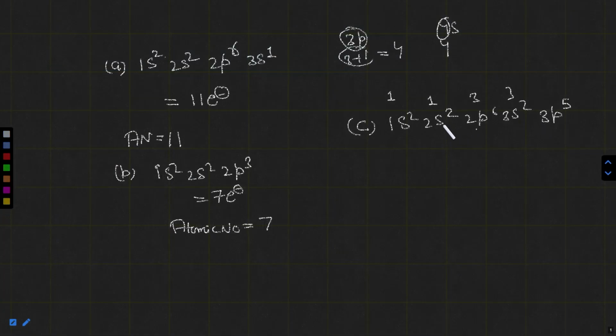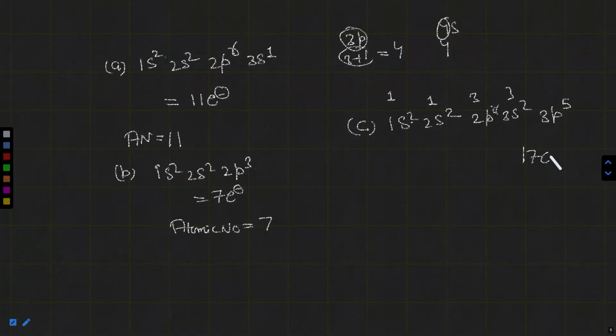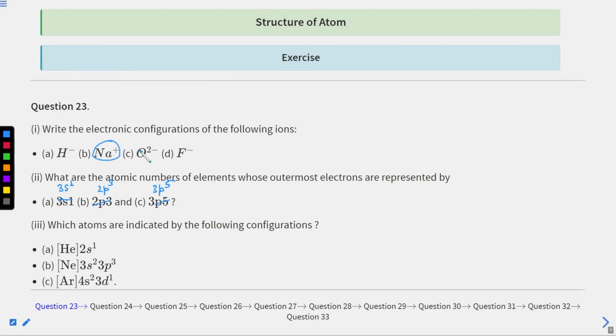Now if we count the total number of electrons, so 2 plus 2, 4, plus 6, 10, 12 and 17. So 17 electrons for this. So therefore the atomic number will be 17. So we have 11, 7 and 17.